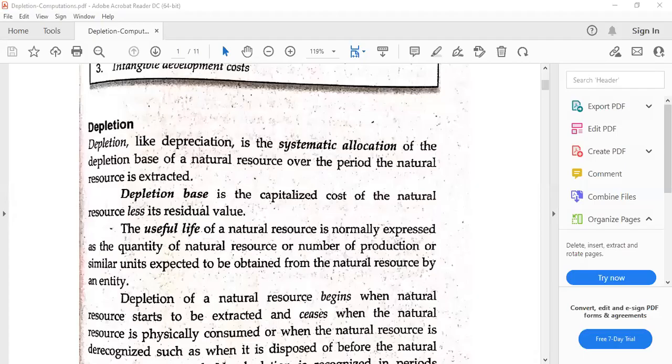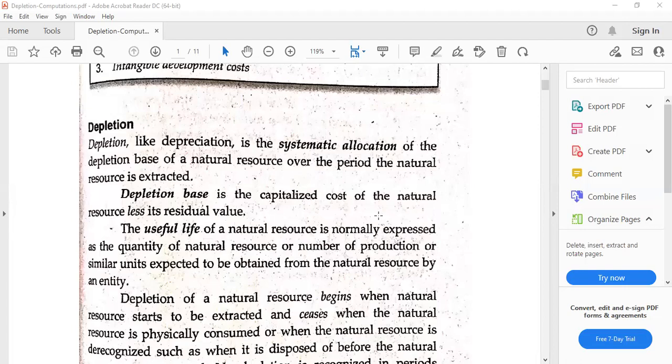Good day to all. This will be our continuation for discussions involving depletion under IFRS or PFRS 6. We actually made an introduction already on this topic. Make sure to watch that. Depletion, like depreciation, is a systematic and rational allocation process together with amortization.